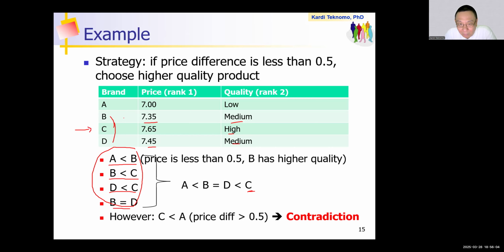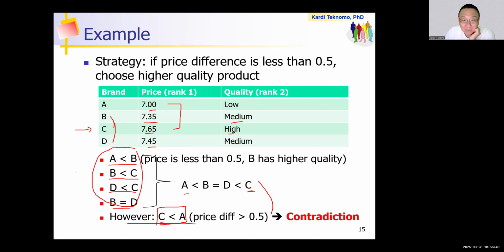But let's compare C and A. This one, the difference is more than 0.5. So if the difference is more than 0.5, what will you choose? Based on price alone, you don't care about quality, right? So in this case, the price difference is larger than 0.5, so you will decide based on price. So if you choose based on price, what is the conclusion? A is larger than C. Hey, in here, A is the lowest. In here, A is the highest compared to C. So this is actually a contradiction, right?